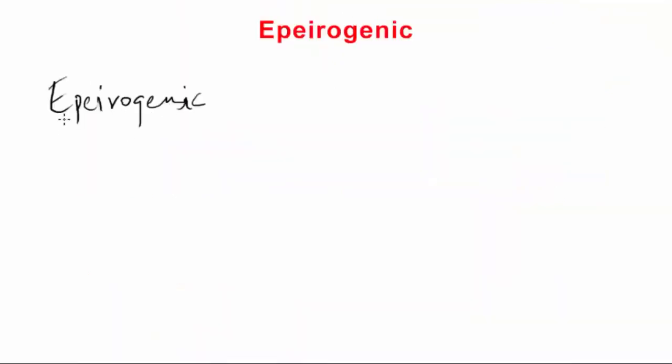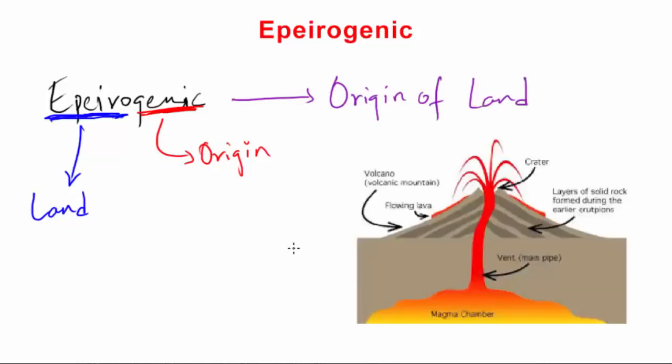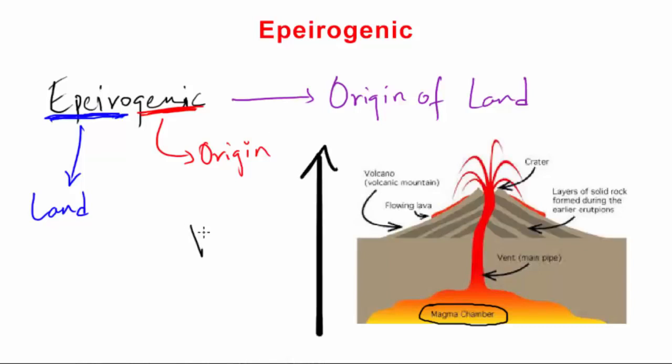The word epeirogenic, let's break the word. The meaning of the word epeiros is land and genic can be derived from genesis, which means birth or origin. So together epeirogenic means the origin of land. Epeirogenic movements are vertical. So to make a piece of land, all the materials comes out from within the earth's mantle, that is the magma. When that solidifies, it becomes hard rock, and once rock begins to break down through weathering, it turns into sediments, and that becomes land for us. So the movement is vertical.